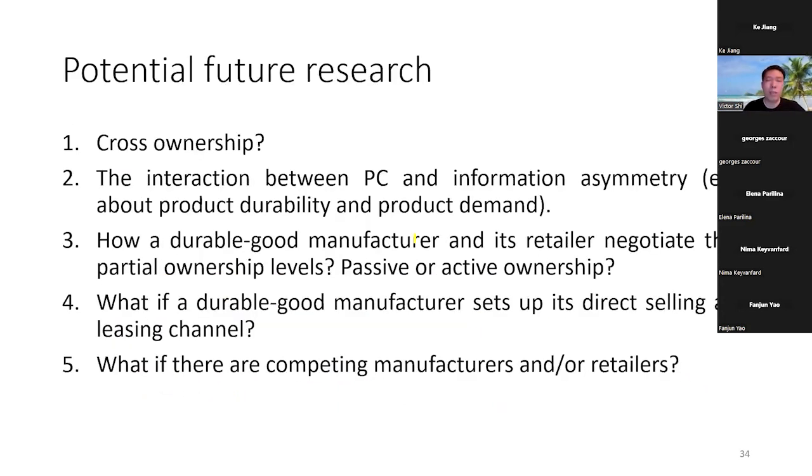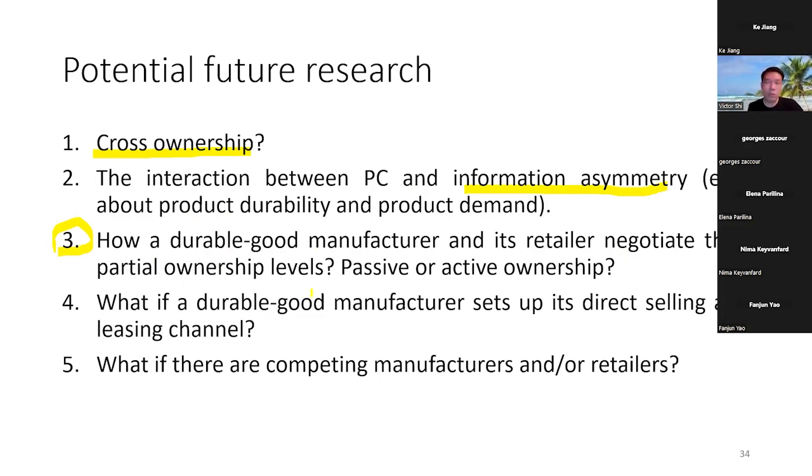About future research, we believe there are lots of possibilities. One is to consider cross ownership, so maybe the retailer also owns a certain part of the manufacturer. We can consider the interaction between PC and information asymmetry. In this research, we did not consider any information asymmetry, so what if there is asymmetry in product durability or product demand? The third one I also think is very interesting: how a manufacturer and its retailer negotiate their partial ownership levels.